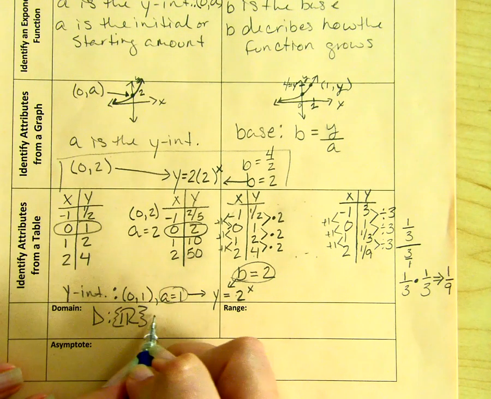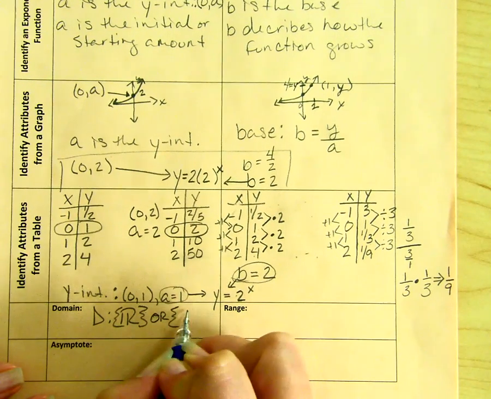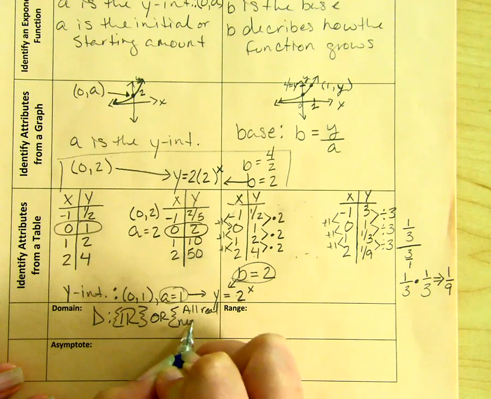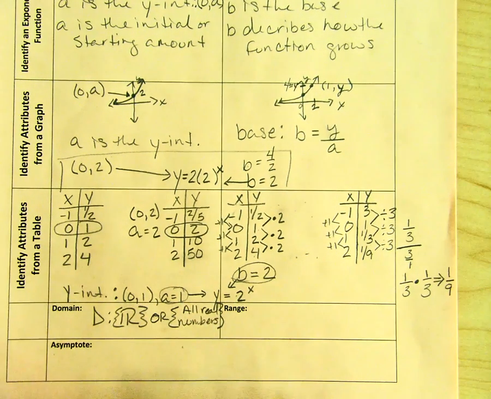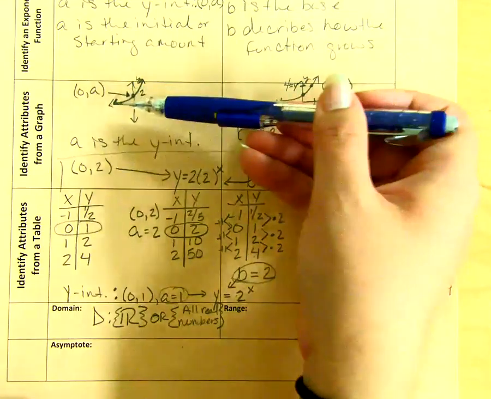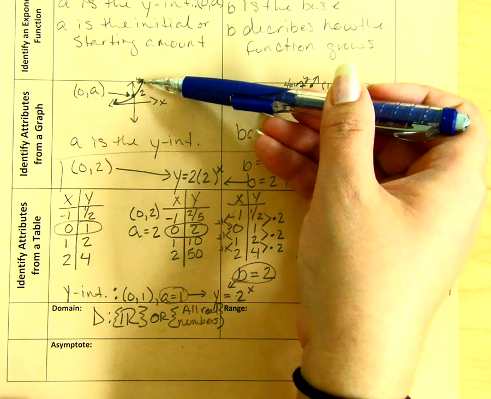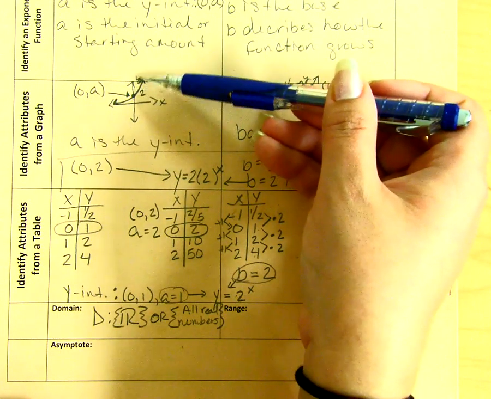You could also write it out as the words all real numbers. I personally prefer the fancy R because it saves me some time. Okay? Now looking at the range, I'm going bottom to top. Again, I notice the bottom of the graph starts with an arrow. And then if I go to the top of the graph, it ends with an arrow. So it's going forever towards the negative on the bottom, and it's going forever towards the positive on the top.